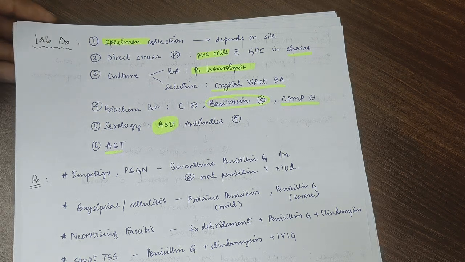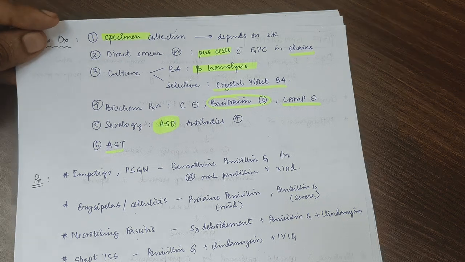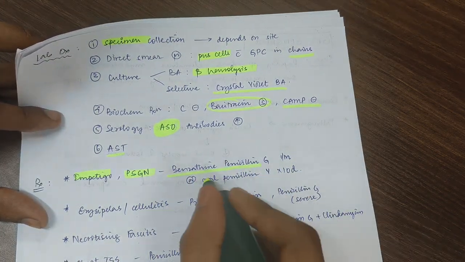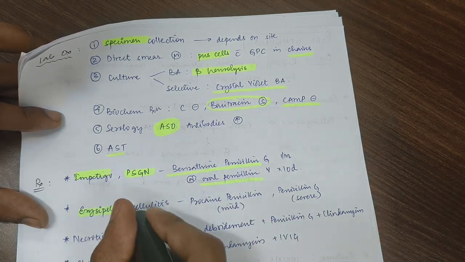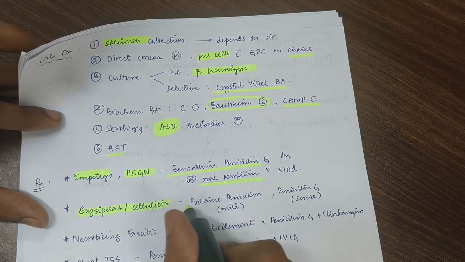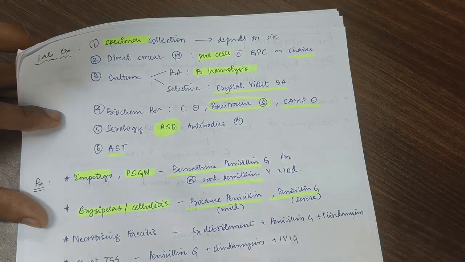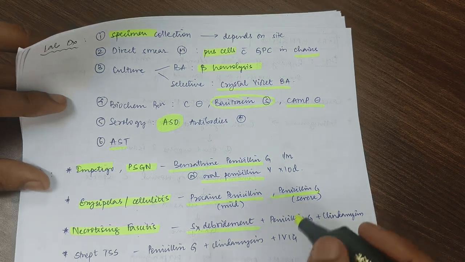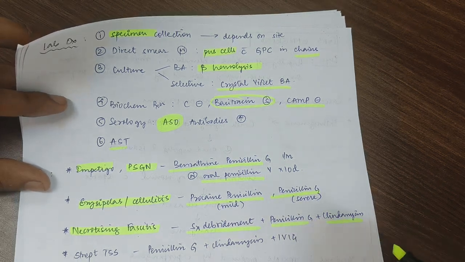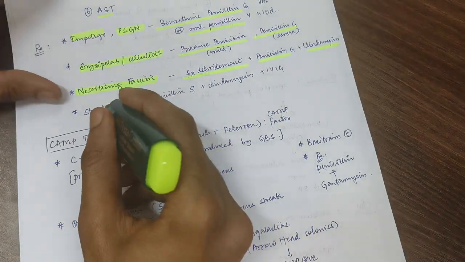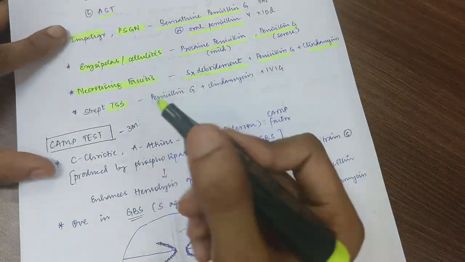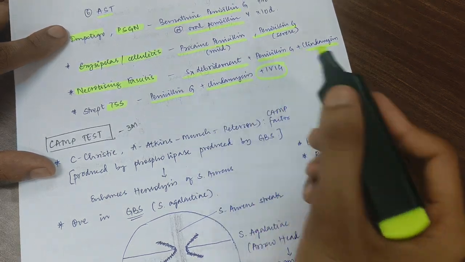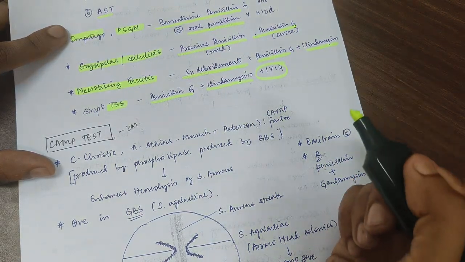Then treatment of these particular diseases such as impetigo and PSGN, you are going to give benzathine penicillin or oral penicillin. Then erysipelas and cellulitis, you are going to give procaine penicillin or penicillin G if severe. Necrotizing fasciitis, it is surgical debridement as soon as possible, and penicillin G with clindamycin. Coming to streptococcal toxic shock syndrome, that will lead to penicillin G and clindamycin with IV immunoglobulin.